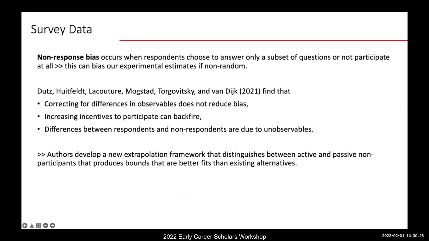So if you have non-response bias, I think this paper is really helpful, because what they do is to develop a new extrapolation framework where you can distinguish between active and passive non-participants, okay? And then you can produce bounds that are actually better fits than what is currently existing in the literature as alternatives. So if you use survey data and you have a lot of non-responses and you think there might be a non-response bias, then I would advise you to check out this paper to see whether you have a bias and how you can potentially correct for it.